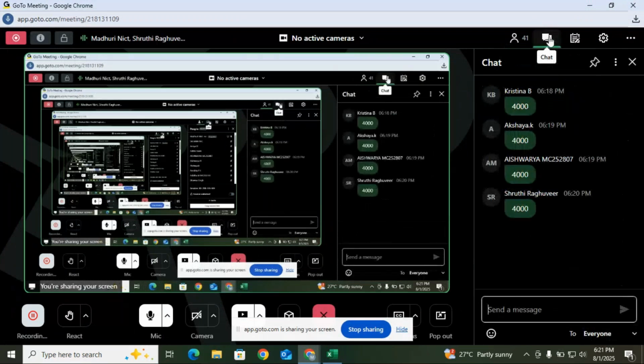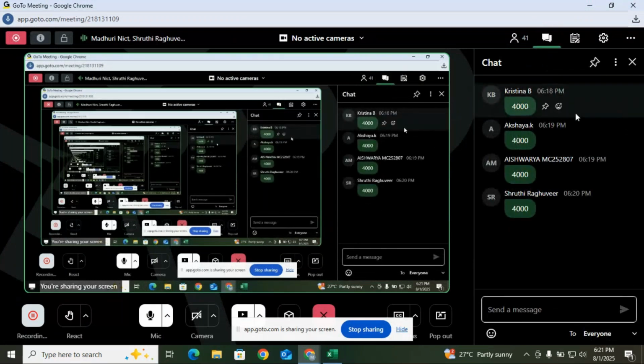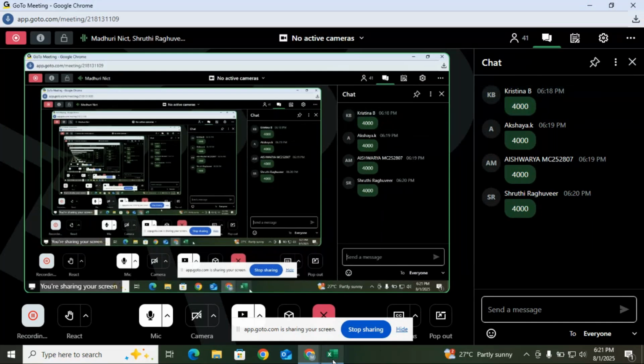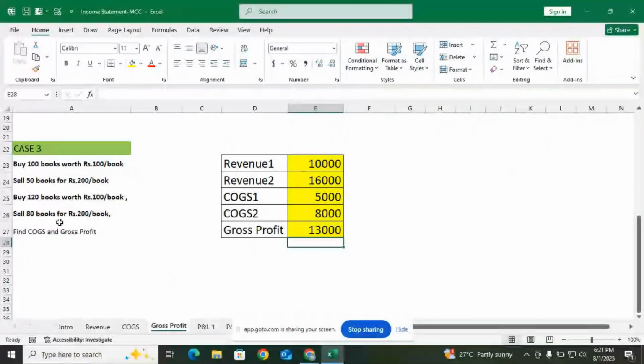Ma'am, for COGS 1, I did 100 into 100, and for COGS 2, I did 120 into 100. No, ma'am, you cannot do it like that. I've explained to you, right? See, what is the cost of the goods sold? The terminology itself defines it, right? Cost of the goods sold. How many were sold? In the first case, out of 100 books bought, how many were sold? 50 books were sold. So, what is the cost price of these 50 books? It is 100 per book.